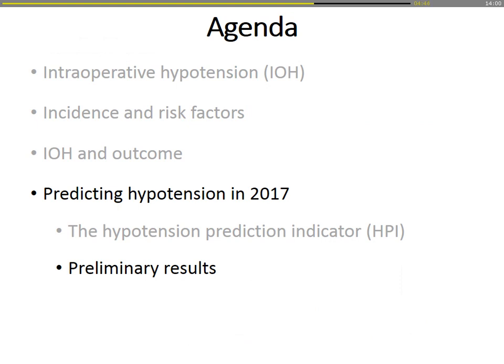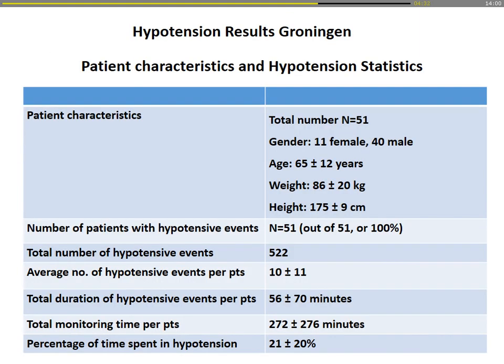So with that, I would like to show you some preliminary results. This HPI is not available for you at this moment, but I'm among the chosen few who were allowed to test it. And I will show you some results from our center. So I looked at 51 patients in total, 11 female, more male. So typical population, age and weight, typical for a Dutch population, I would say. Number of patients with hypotensive events, 51 from the 51, 100%. So every patient developed hypotension.